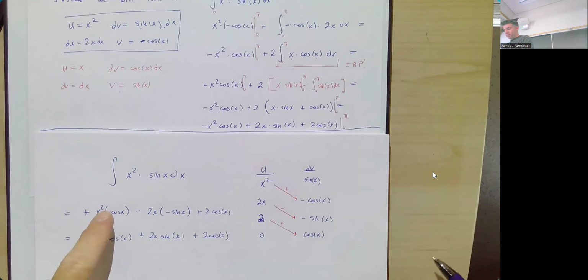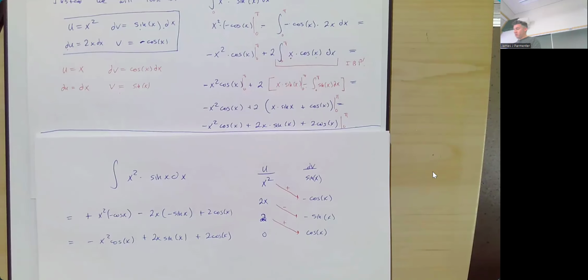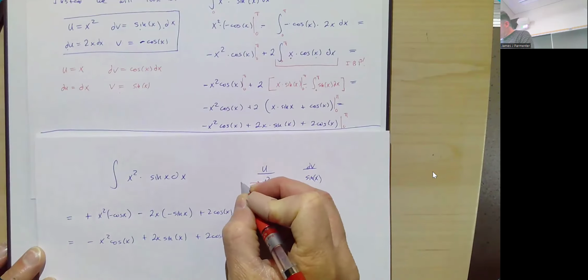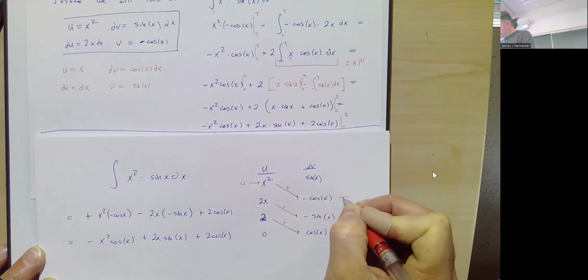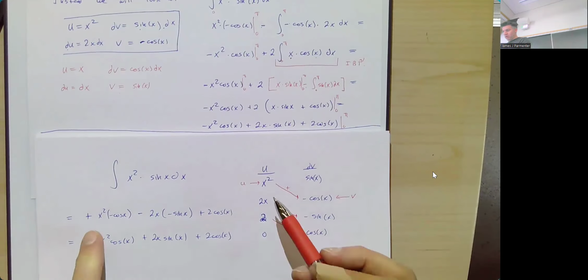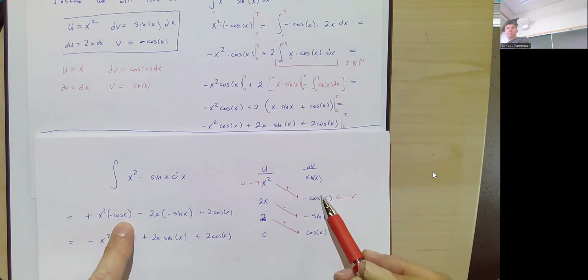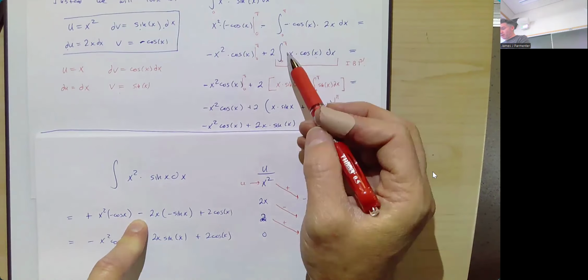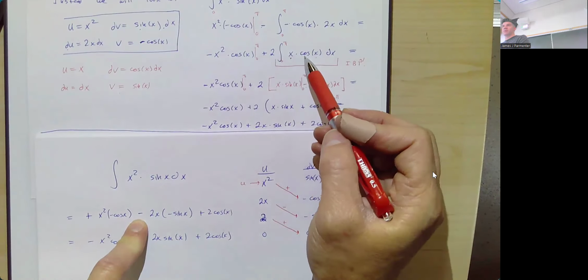So I'll just point out that in your first iteration, I'm going to try and use some different colors here. There's your u, and there's the v associated with it. So when you do this, you get u times v, and then we do minus the integral of v du. So we're doing the integral of 2x times cosine.